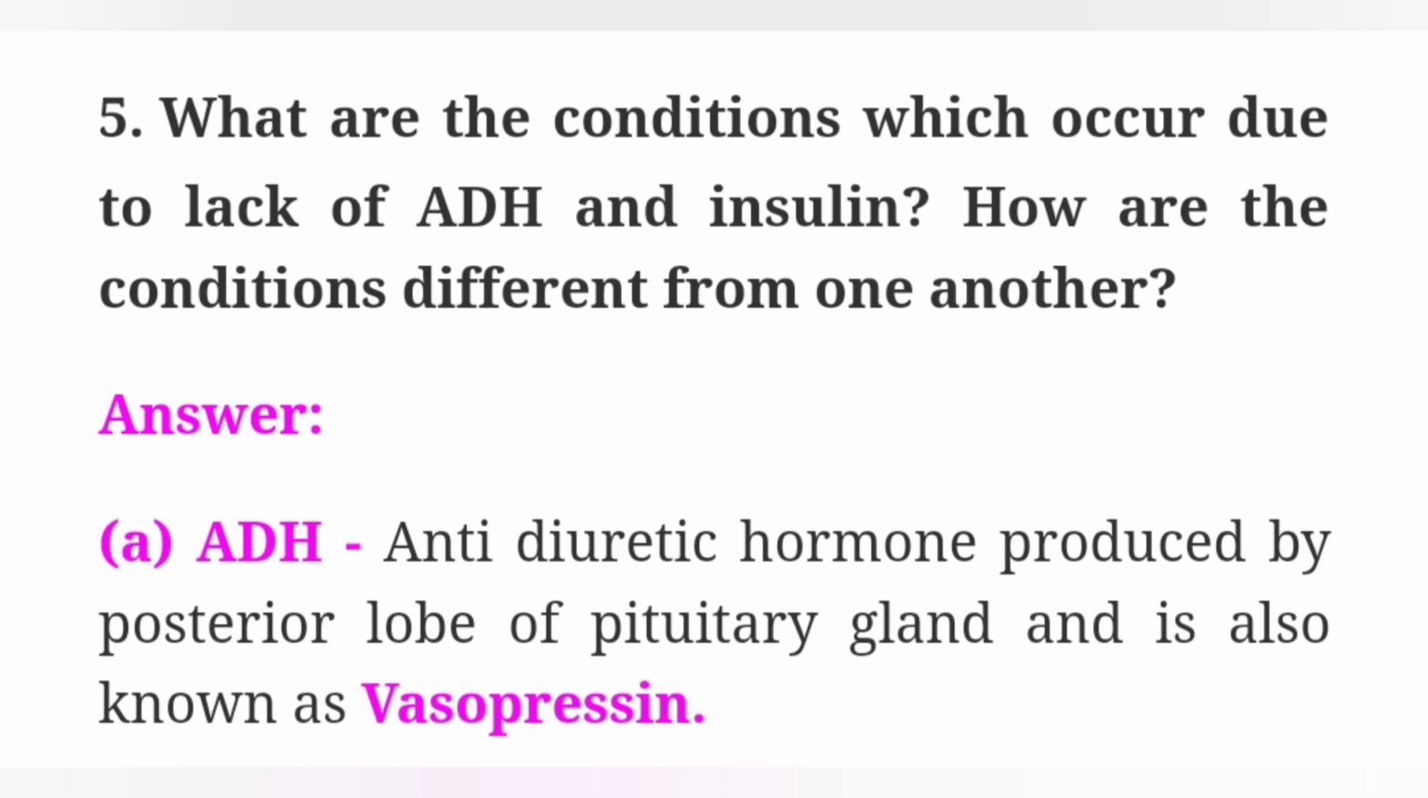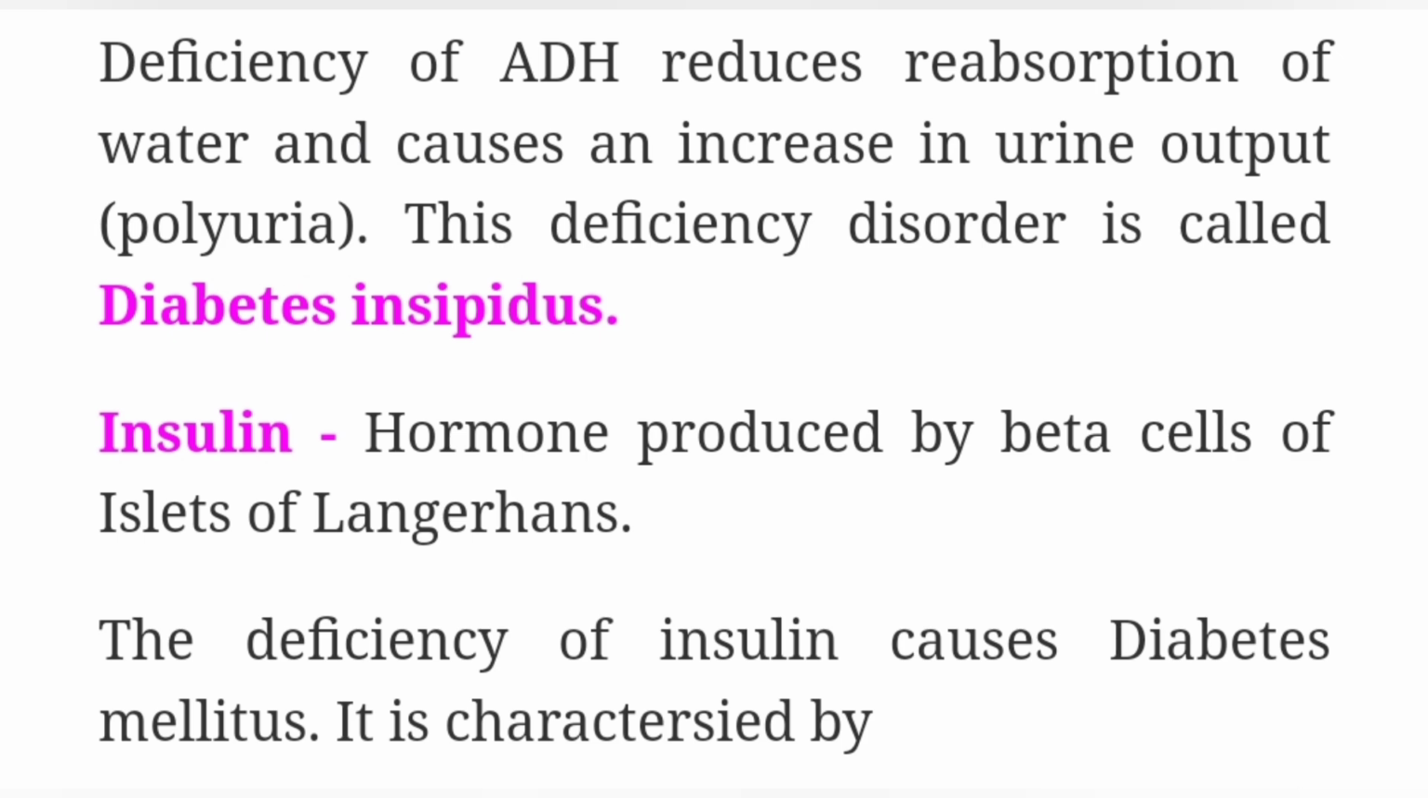Fifth one, what are the conditions which occur due to lack of ADH and insulin? How do the conditions differ from one another? Answer, option A, ADH, anti-diuretic hormone, is produced by the posterior lobe of the pituitary gland and is also known as vasopressin. Deficiency of ADH reduces reabsorption of water and causes an increase in urine output.